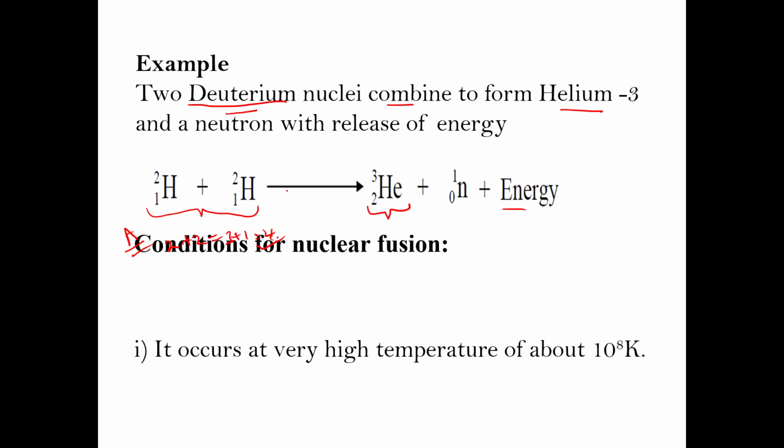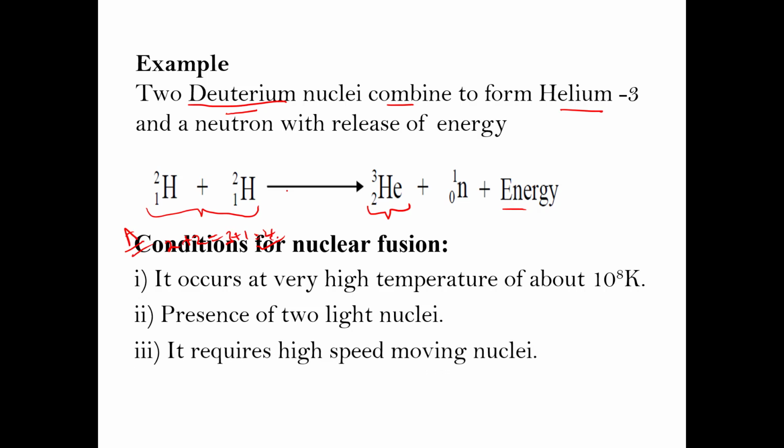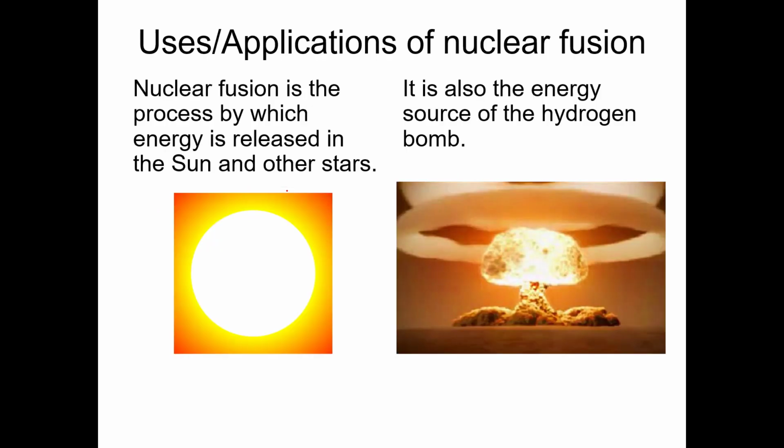Now, the conditions for these are: one, it occurs at very high temperatures of about 10^8 kelvins. There must be presence of two light nuclei. And then lastly, it requires that these nuclei must be moving at a very high speed. So those are the conditions for nuclear fusion to take place. And like I've said, nuclear fusion is responsible for the production of energy in the sun and other stars. And how do the hydrogen bombs work? It is also about nuclear fusion reactions.